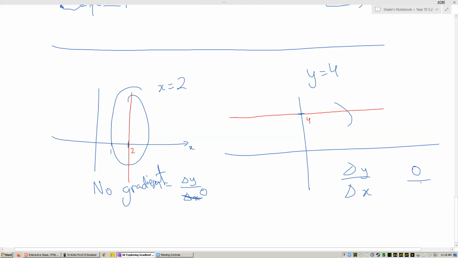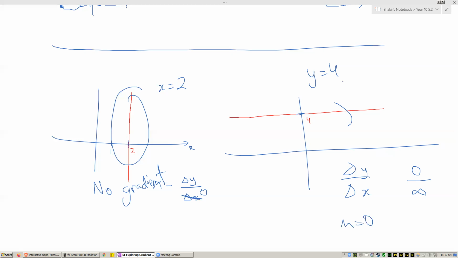So it's going to be 0 over anything. The bottom doesn't even matter. Now, how much does x change? Well, x changes all the time, an infinite amount. It just keeps changing. But 0 divided by anything is just 0. So the gradient of this line is going to be 0. So m equals 0 for this line. So horizontal lines have a gradient of 0. Vertical lines have no gradient.